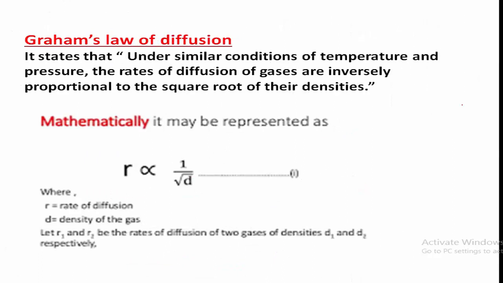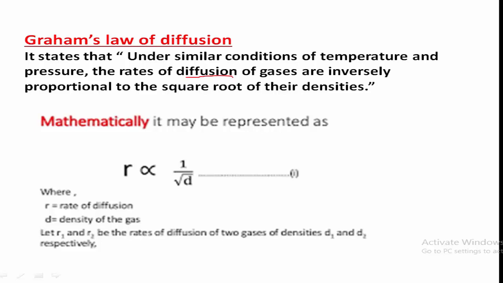Then another law is Graham's law of diffusion. It states that under similar conditions of temperature and pressure, the rates of diffusion of gases are inversely proportional to the square root of their densities. Here the term diffusion is very important. Diffusion means the intermixing of particles. Usually gases will mix with each other when they are brought near to each other. That intermixing of gaseous particles is said to be diffusion.